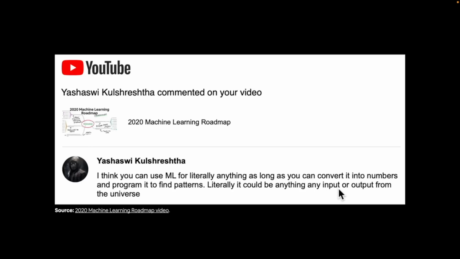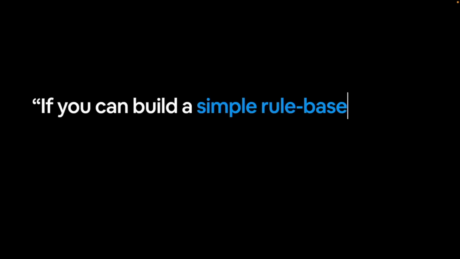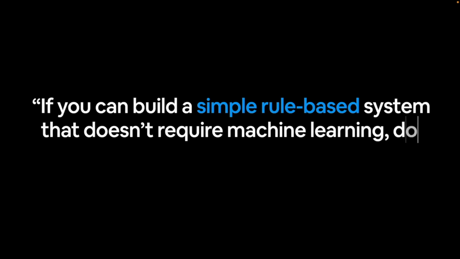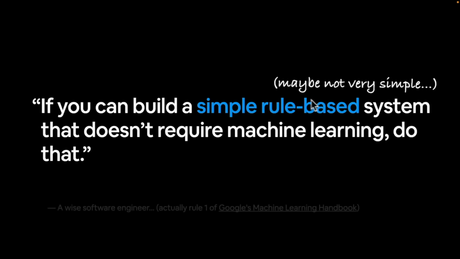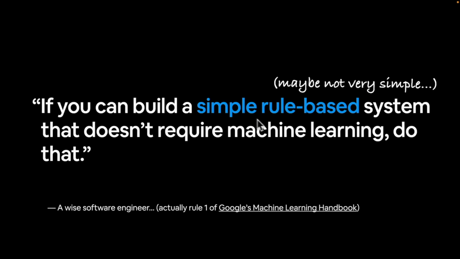But should you always use it just because it could be used for anything? Well, I'd like to also introduce you to Google's number one rule of machine learning. Now, if you can build a simple rule-based system, such as the five steps of rules that we had to map the ingredients to our Sicilian grandmother's roast chicken dish, if you can write just five steps to do that, that's going to work every time, well, you should probably do that. So if you can build a simple rule-based system that doesn't require machine learning, do that.